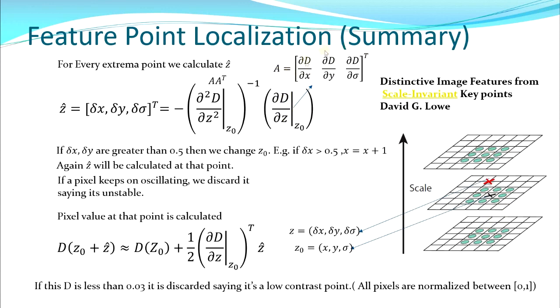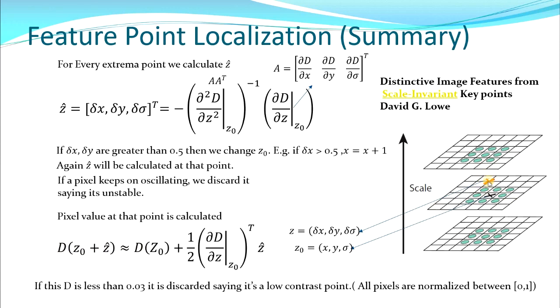Now if suppose this vector is a, then a into a transpose will give you this matrix. That is precisely what I do. Next, you put this z cap over here, and this you have over here, and calculate this thing. You have D of z naught, that is the pixel value at this location, and add. By that you will get D of z naught plus z cap, which is the pixel value at this particular point.